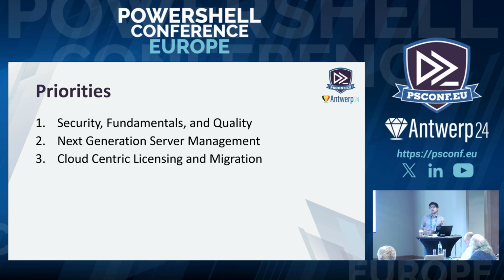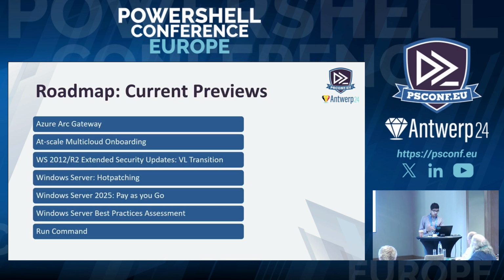What we have now is a flexible pay-as-you-go option through Arc, where if you connect to Arc, you can enroll in ESUs, and now you have a monthly pay-as-you-go ESU delivery mechanism with update management included as well. And so that same flexibility we're bringing to other licensing options like Windows Server 2025, with Windows Server 2025 PayGo as well. So what are our current previews?